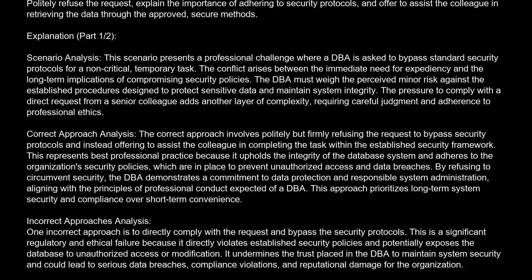The correct answer is A. Politely refuse the request, explain the importance of adhering to security protocols, and offer to assist the colleague in retrieving the data through the approved, secure methods.